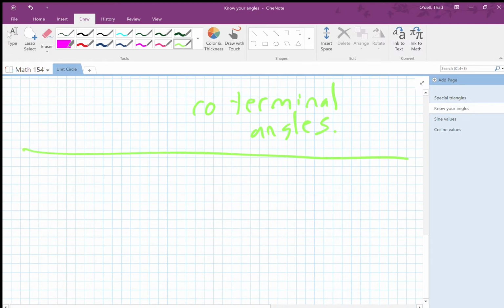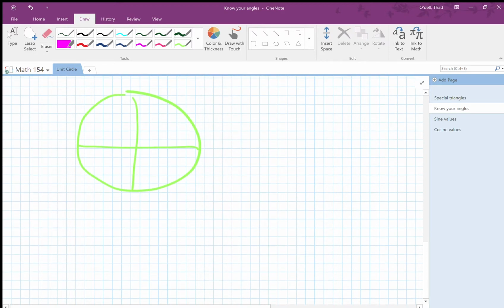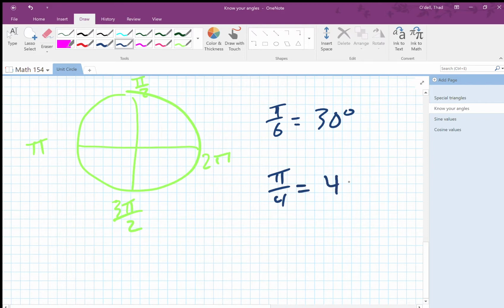That's dealing with angles in degree measure, but we also want to be able to deal with them in radian measure. The idea is similar: we have a unit circle. In radians, one trip around the circle is 2 pi, which means halfway around would be pi. This would be pi over 2, and that would be 3 pi over 2. We also know that pi over 6 is the same thing as 30 degrees, and pi over 4 is the same thing as 45 degrees. So we're looking at those multiples.